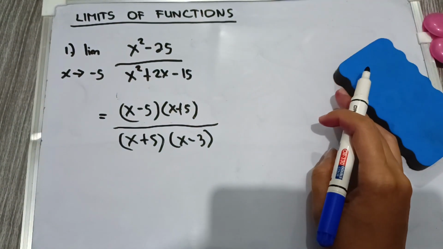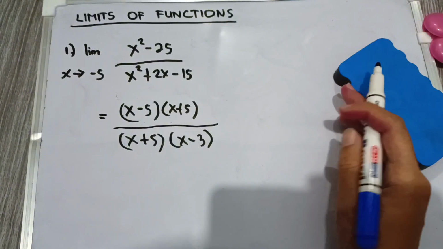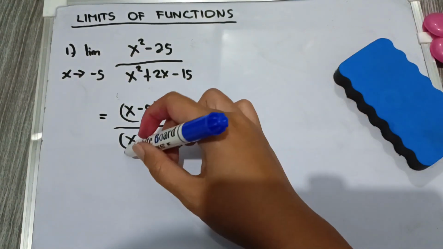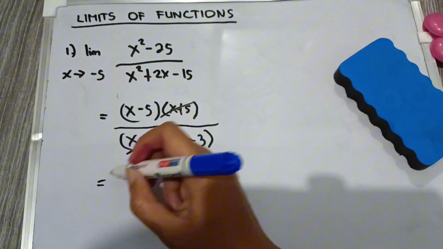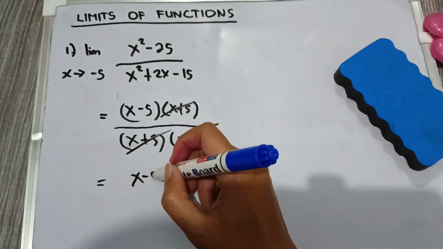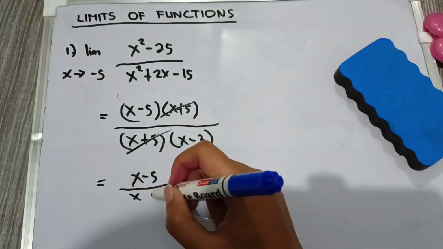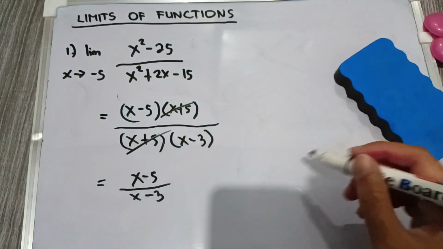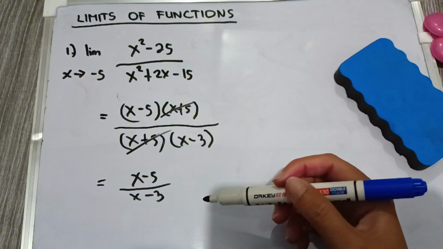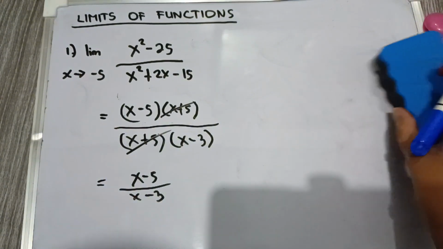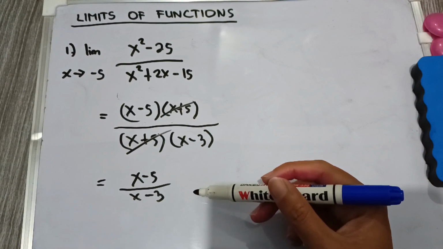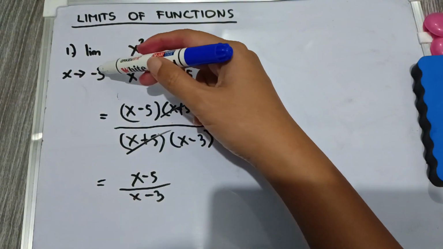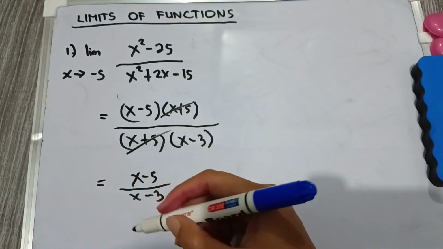Now we need to simplify or cancel the equal factors. So this is canceled. The remaining is x minus 5 over x minus 3. We already have binomials that do not need to be factored anymore. So we can now substitute the value of x with negative 5.